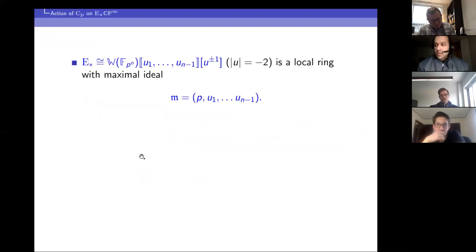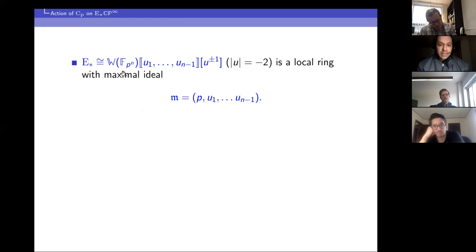So the homotopy groups of E is a power series ring with a periodic generator U, which lives in degree minus 2, and the rest is in degree 0. All the u_i live in degree 0, and the coefficients take place in the Witt vector ring of the field of order p to the n.